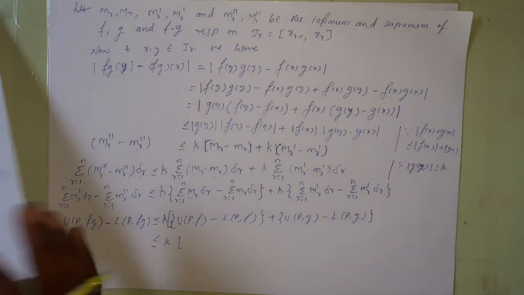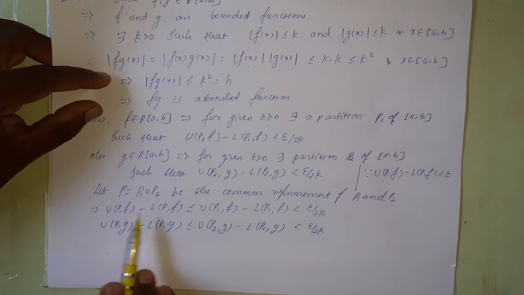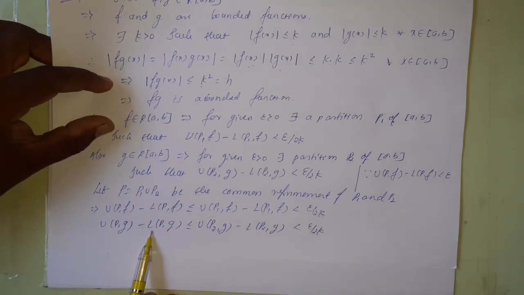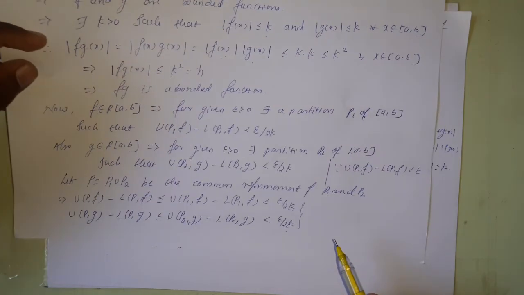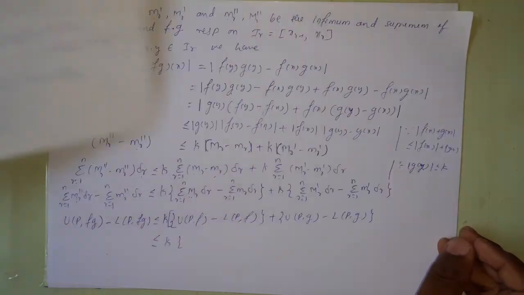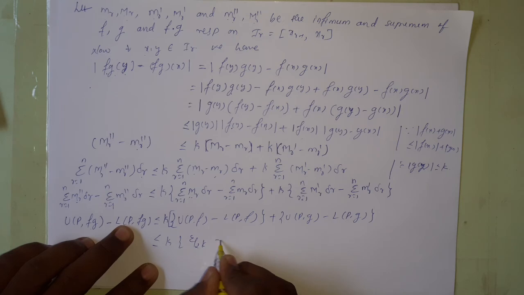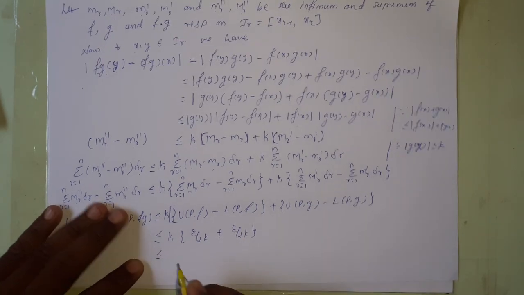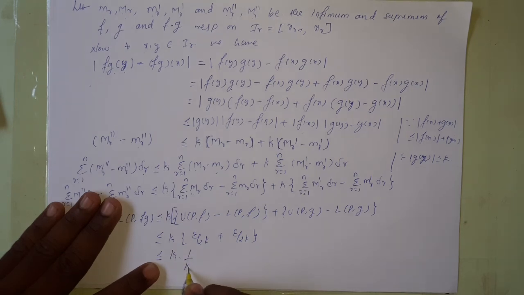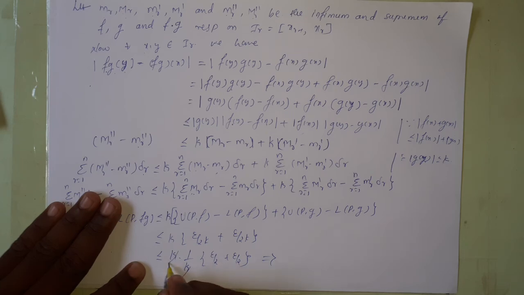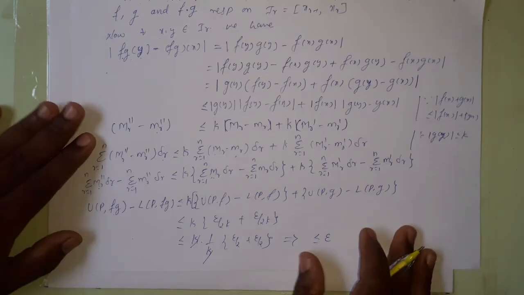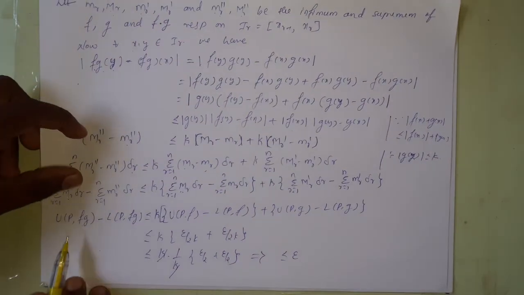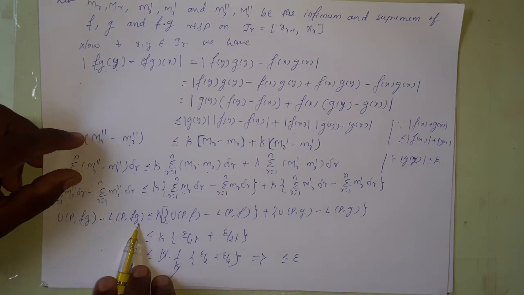Now this is less than or equal to k, then by using the result, that is U(P,f) minus L(P,f) is less than epsilon by 2k and U(P,g) minus L(P,g) is also less than epsilon by 2k. By using this condition we can put the values. So here U(P,f) minus L(P,f) is epsilon divided by 2k plus epsilon by 2k, then this is less than or equal to k into 1 by k, you can take it common, remaining epsilon by 2 plus epsilon by 2. So k and k get cancelled, then this quantity will be epsilon by 2 plus epsilon by 2. So this is less than or equal to epsilon. Now U(P,fg) minus L(P,fg) is less than or equal to epsilon.